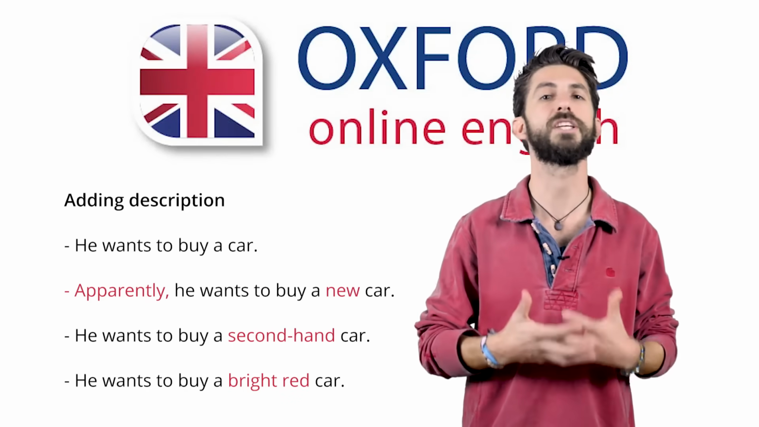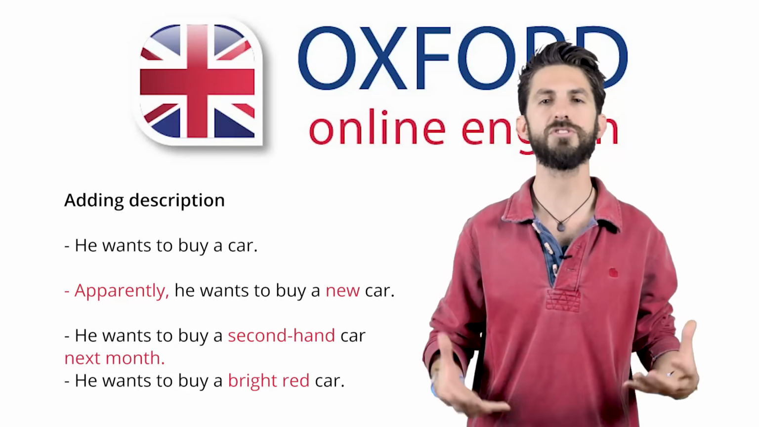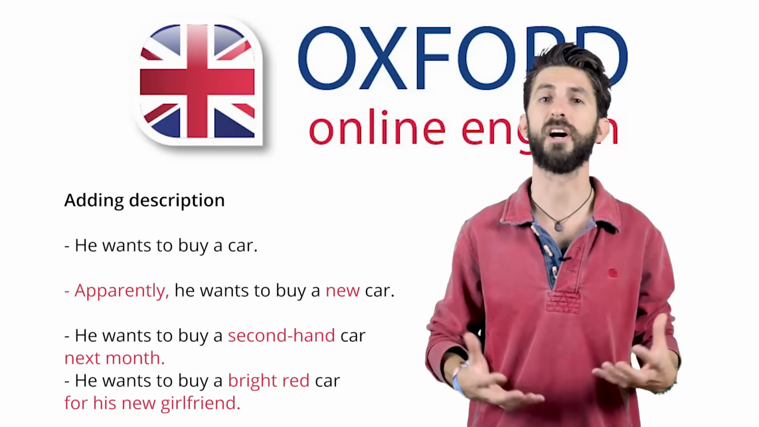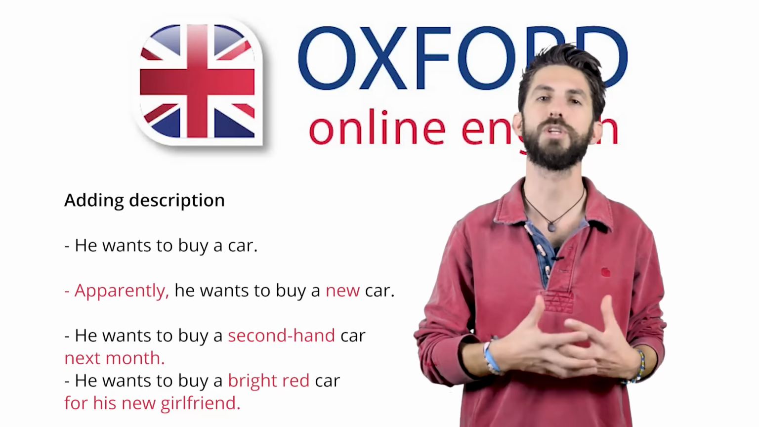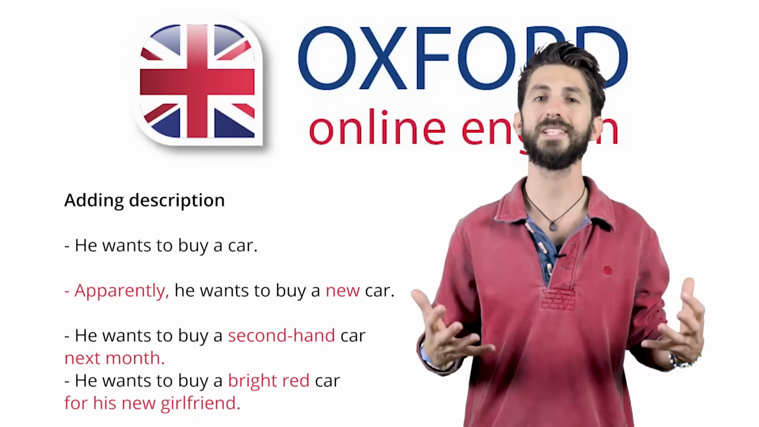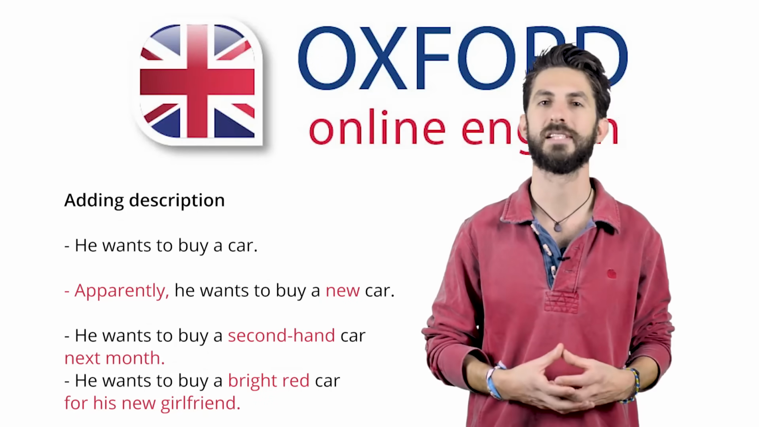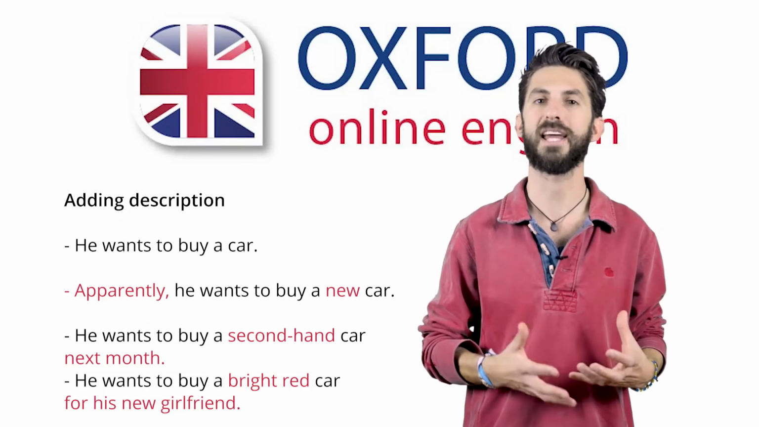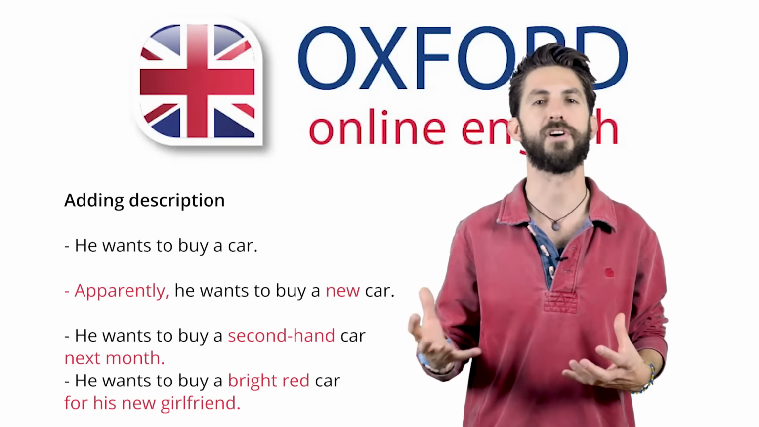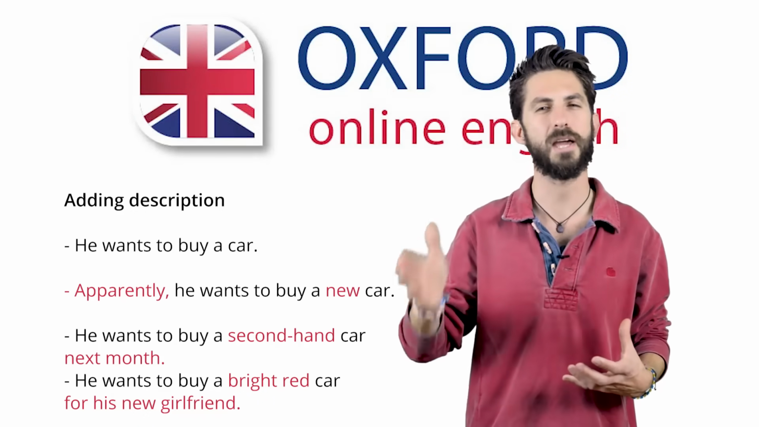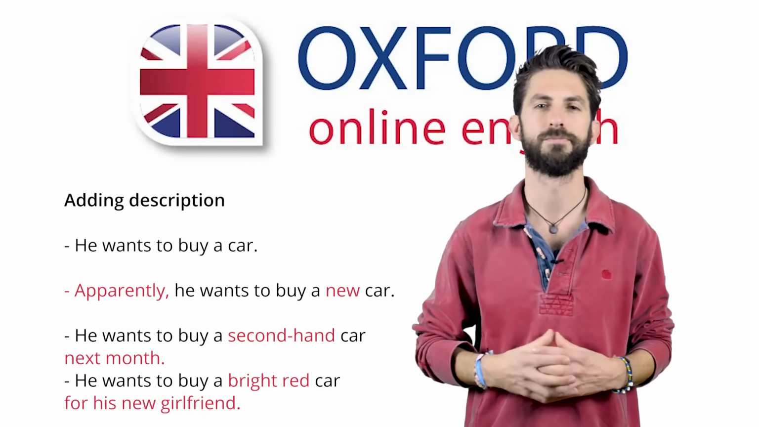Apparently, he wants to buy a new car. He wants to buy a second-hand car next month. He wants to buy a bright red car for his new girlfriend. You can see that the adverbs can be single words or phrases. Adjectives can go before the noun they describe or after some verbs. Adverbs are more complicated and can go in many different positions.